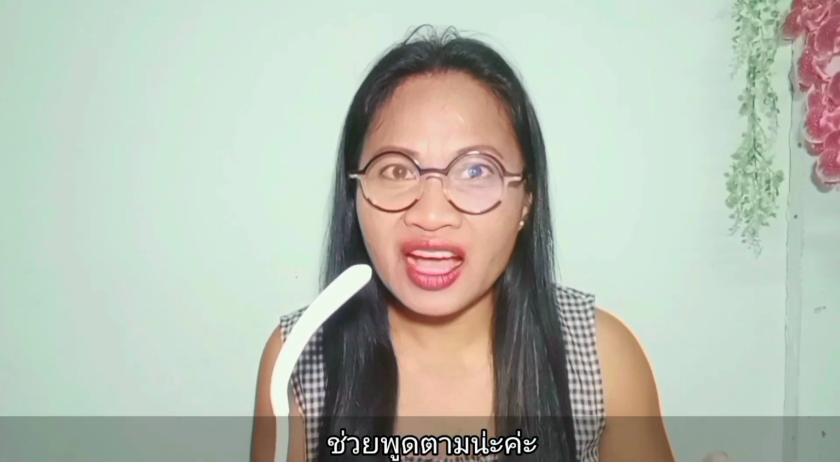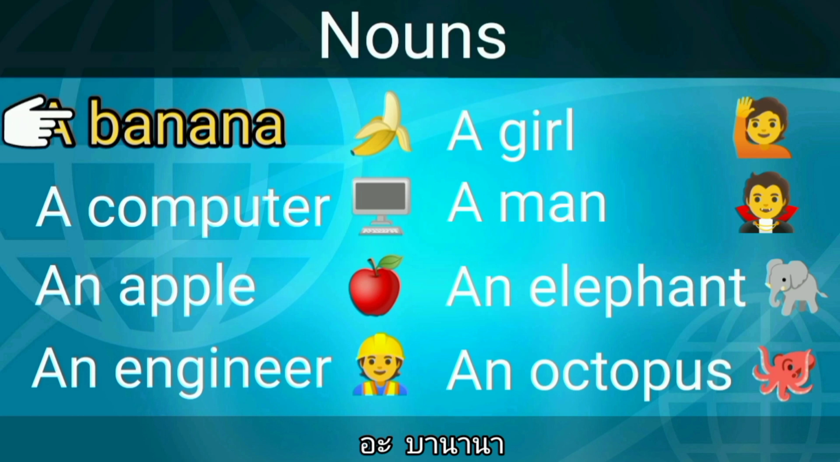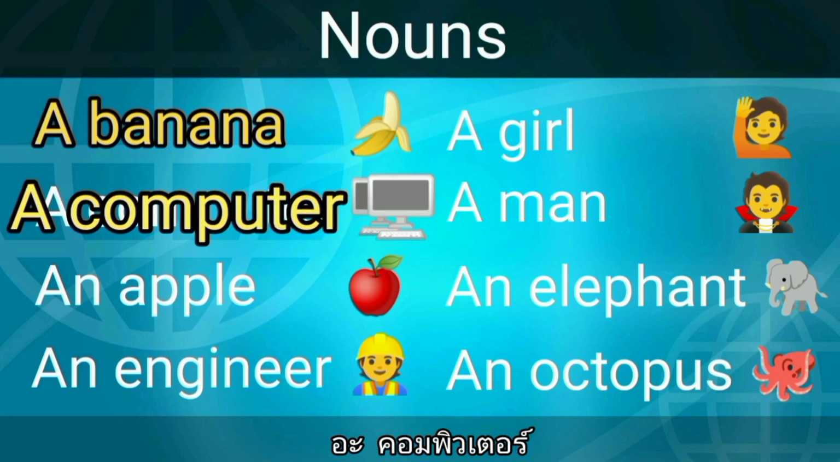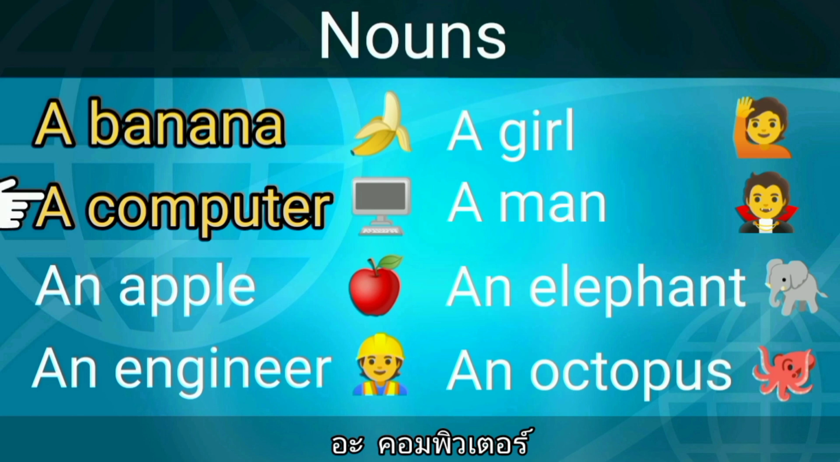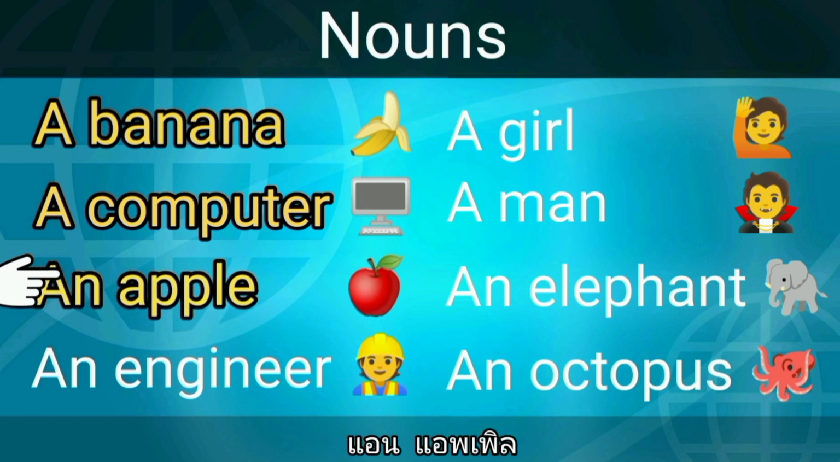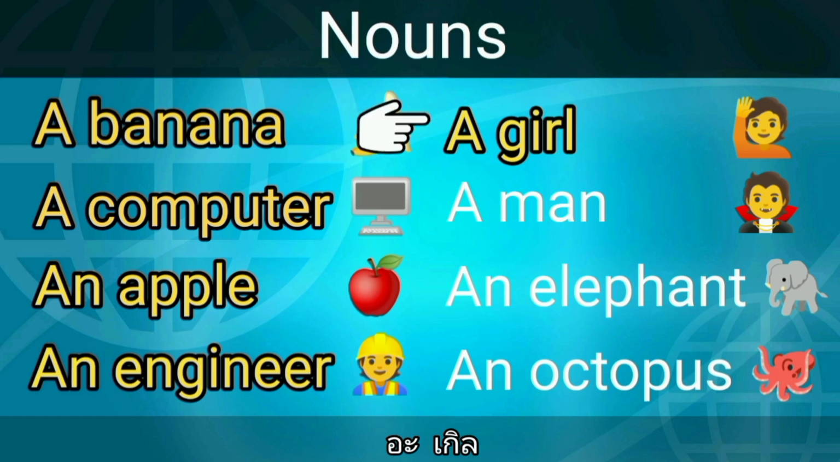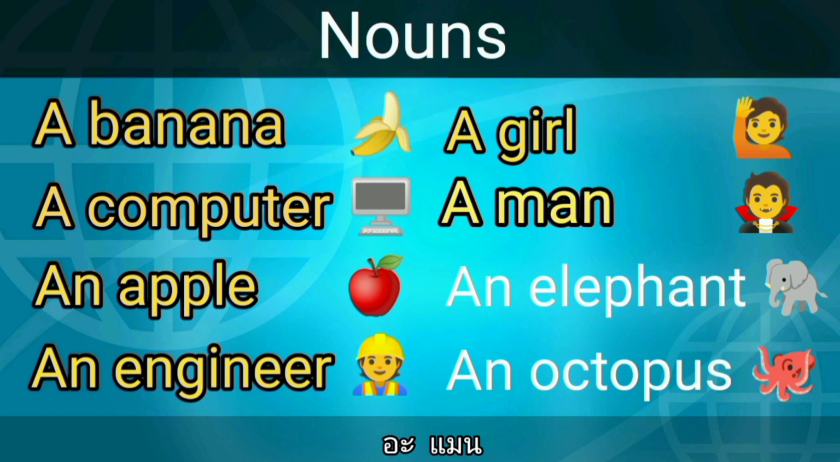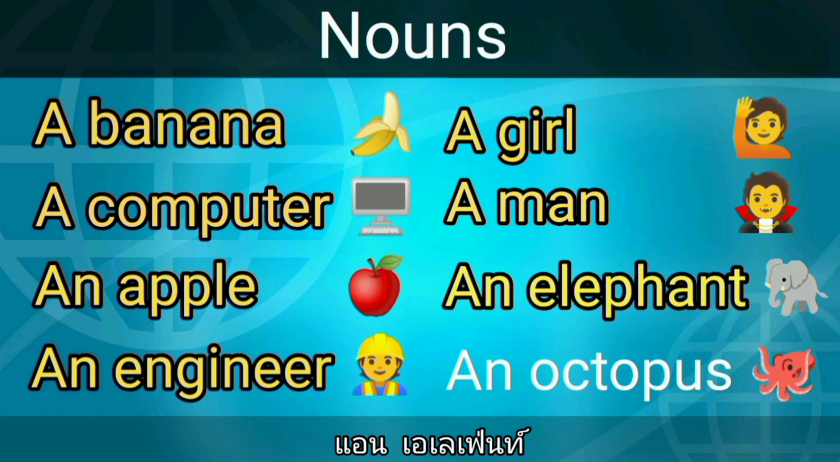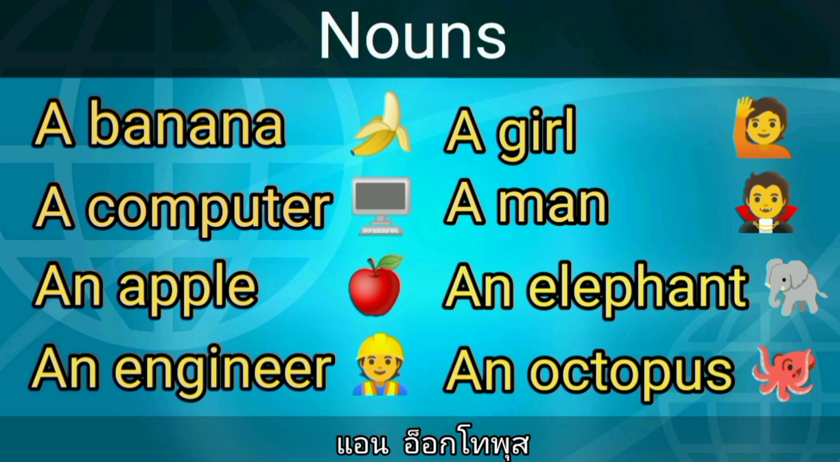Can you repeat after me? A banana. A computer. An apple. An engineer. A girl. A man. An elephant. An octopus.